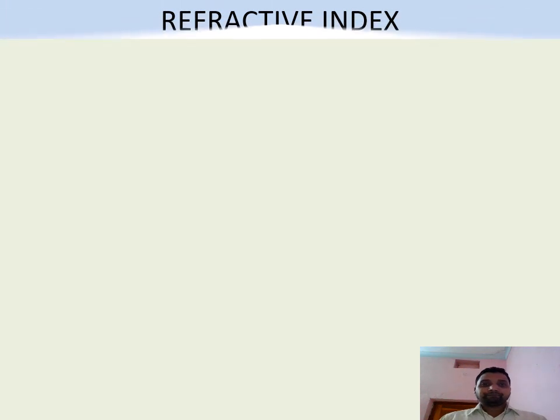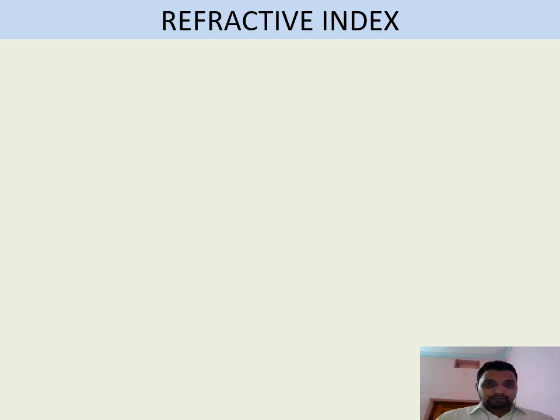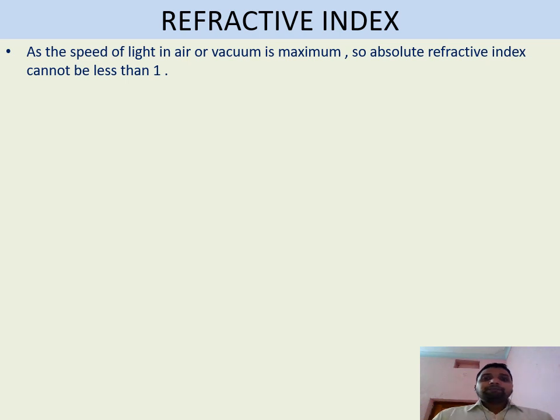Now we come to examples of refractive index. If the refractive index of a medium is given, what do we understand from that? Let us look here. The speed of light in air or vacuum is maximum, meaning there is no other medium where the speed of light can be more than in air or vacuum. So the absolute refractive index cannot be less than 1. Absolute refractive index means speed of light in air or vacuum by speed of light in that given medium.